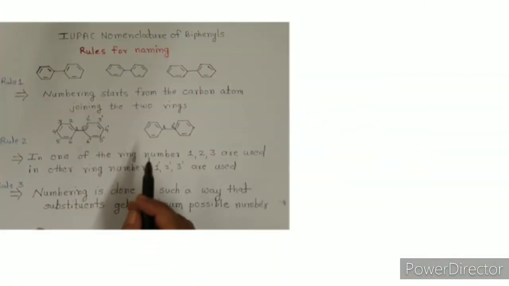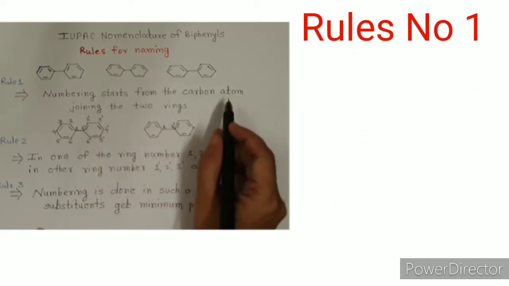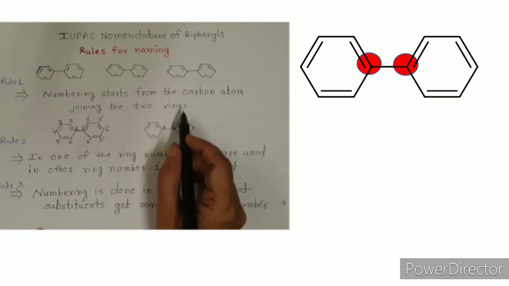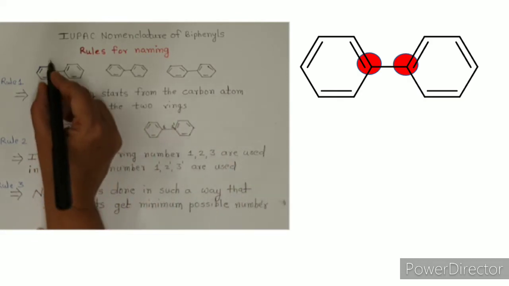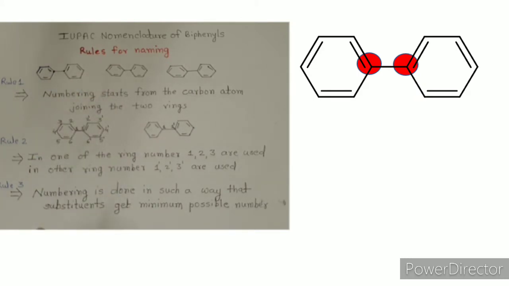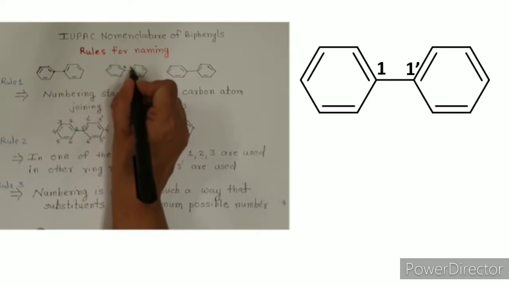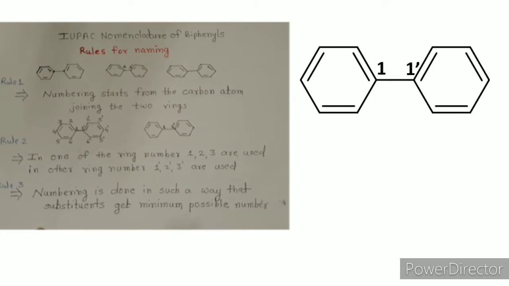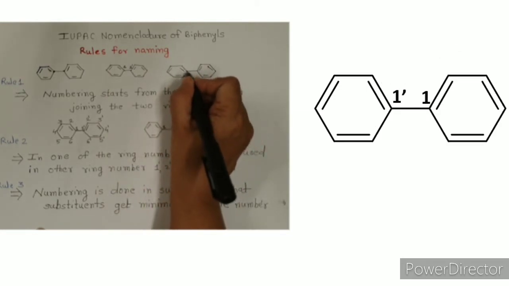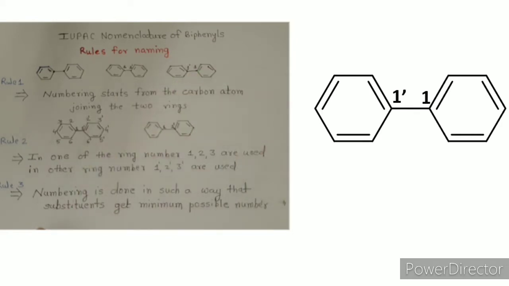For IUPAC nomenclature of substituted biphenyls, numbering starts from the carbon atom joining the two rings. As you can see, these are the two carbons joined by a single bond. So numbering will start from these two carbons. So I can write 1 and 1 dash. Of course, we can write it the other way, meaning for this carbon I can write 1 dash, and for this carbon I can write 1.